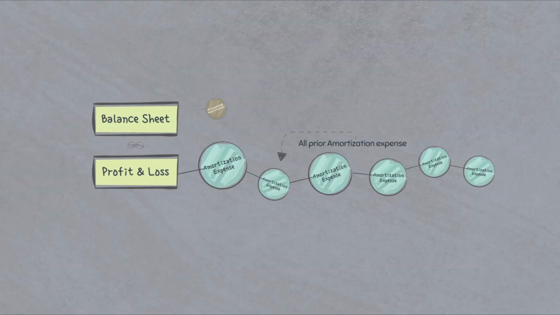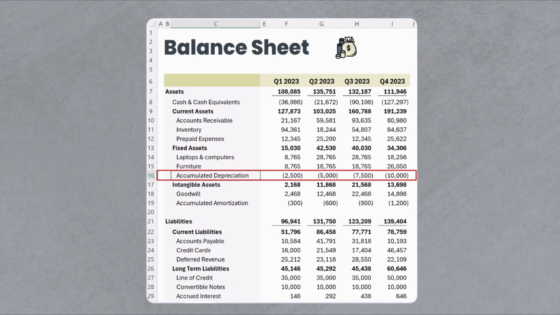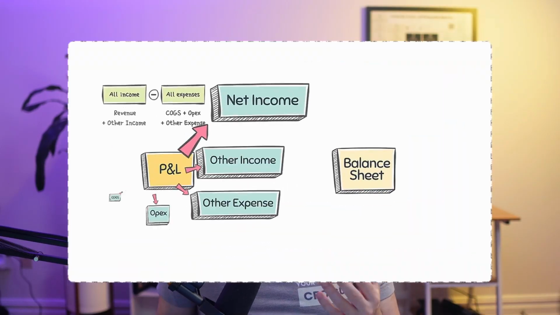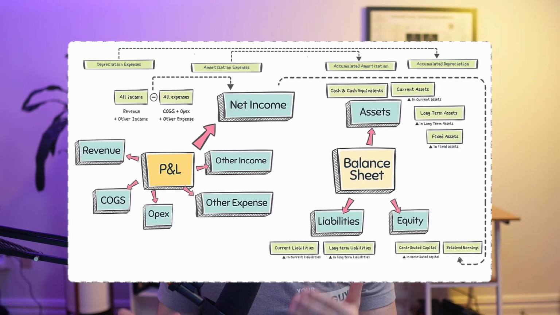Accumulated amortization, well, you guessed it. It represents all of the prior amortization amounts from the profit and loss as well. And both of these balances offset the asset balances, and that's known as a contra account. A contra account offsets the balance of the section that it's in. So those are three ways in which the profit and loss is directly connected to the balance sheet.